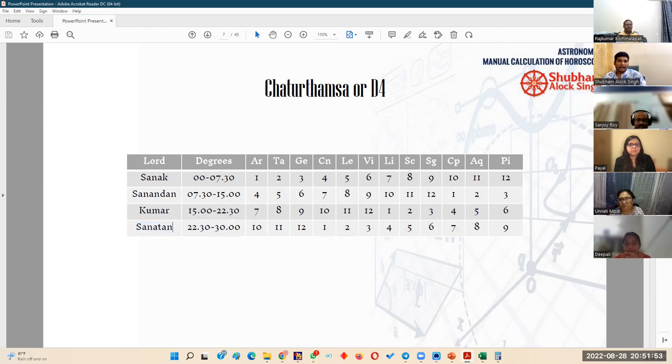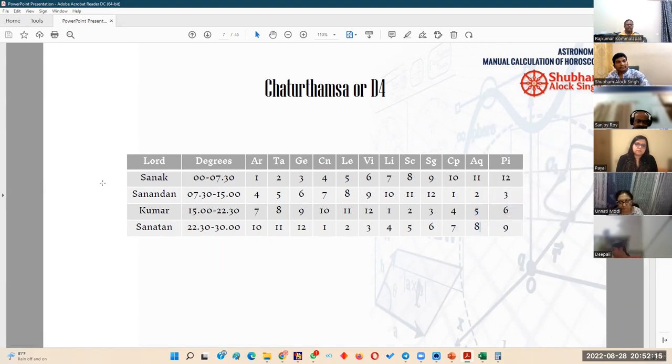Different planet in different Rashis. First D4 goes into the same sign, second D4, fourth from the sign, third D4, seventh from the sign, and fourth D4, 10th from the sign. This is how the calculation is made. Right? This is simple. Aquarius, same Rashi Aquarius, fourth from it Taurus, seventh from it Leo, 10th from it Scorpio.